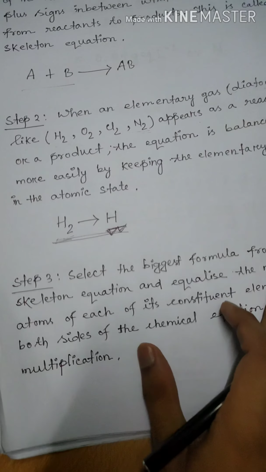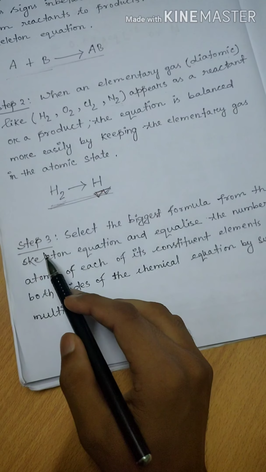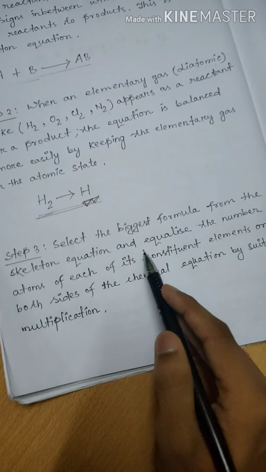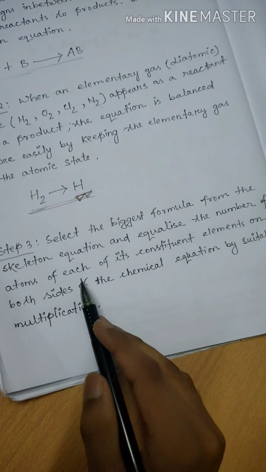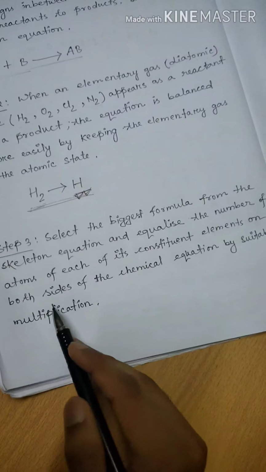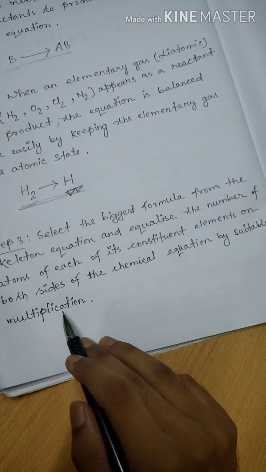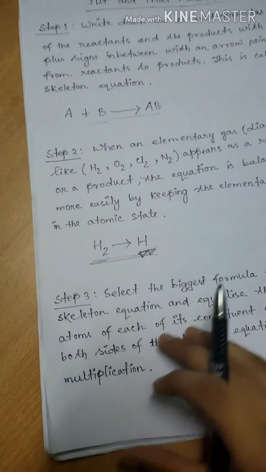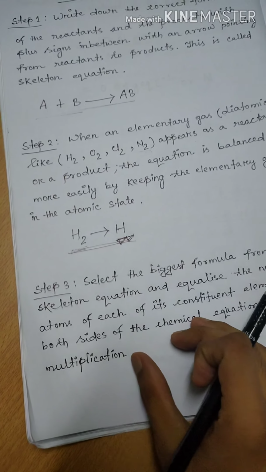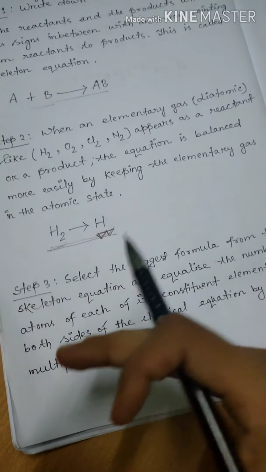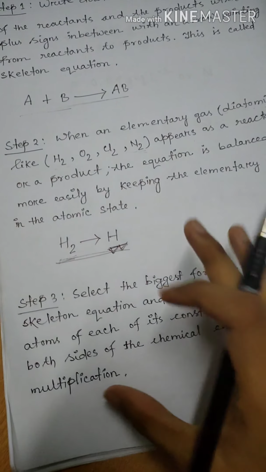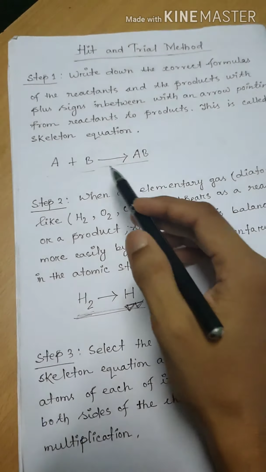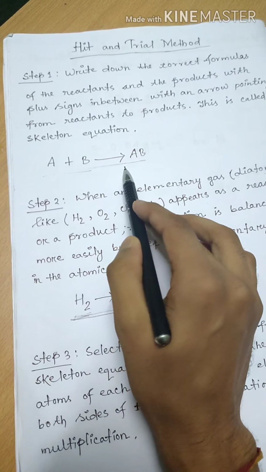Now come to step 3. According to step 3, select the biggest formula from the skeleton equation and equalize the number of atoms of each of its constituent elements on both sides of the chemical equation by suitable multiplication. Means after these two steps we have to apply this step. In the skeleton structure we have to select the biggest formula. Okay, so what was our skeleton equation? This is our skeleton equation.